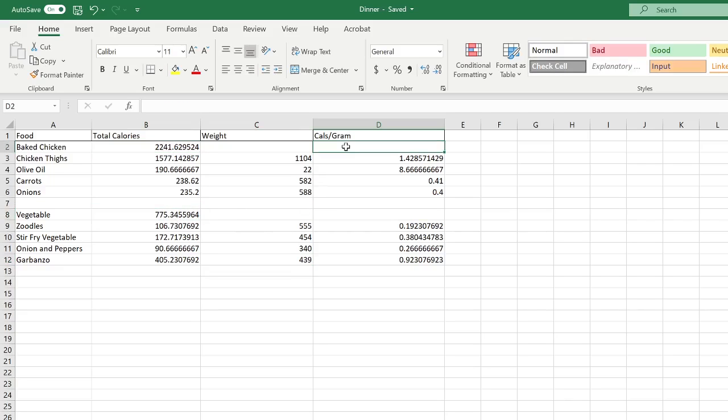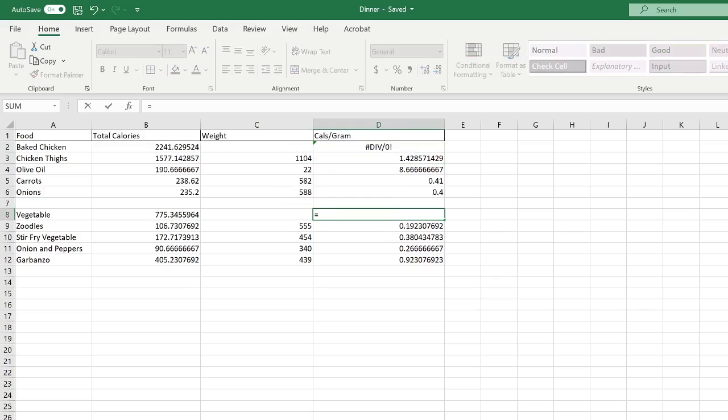As I let these cook, I did a calculation for my calories per gram for my entire dish, which is just going to be total calories divided by the weight. Since we haven't weighed out anything yet, we're going to have an error here, but once we fill this in, we'll be good. We'll just do the same for that.